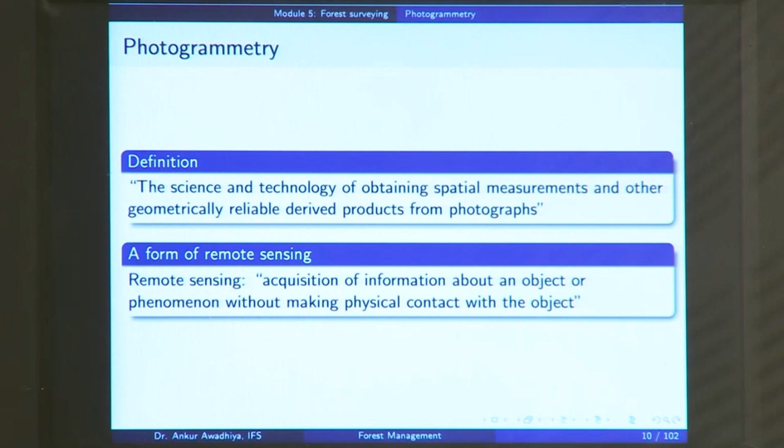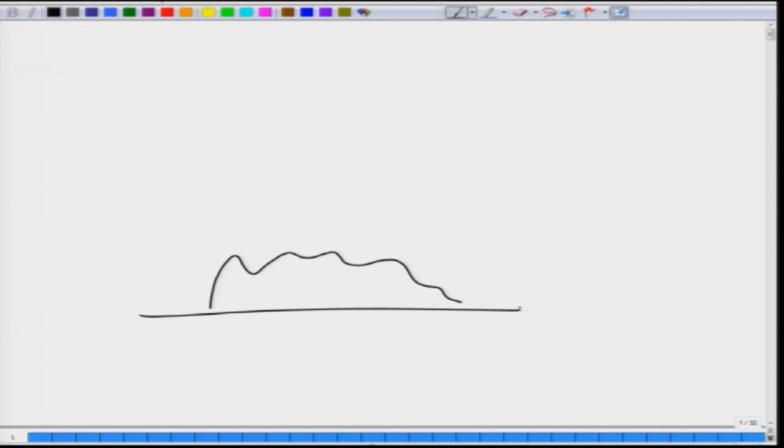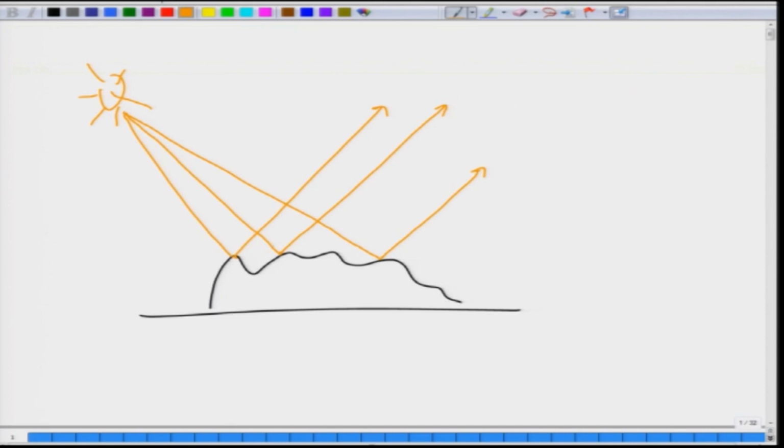It is a form of remote sensing, or the acquisition of information about an object or phenomenon without making physical contact with the object. So, what we are saying here is that because you are using photographs, you are not touching the object. So, you have a situation in which you have certain objects here on the surface of the earth and you are taking different photographs. So, let us say that here you have the sun. So, the sunlight is getting reflected from different objects and you are taking different photographs.